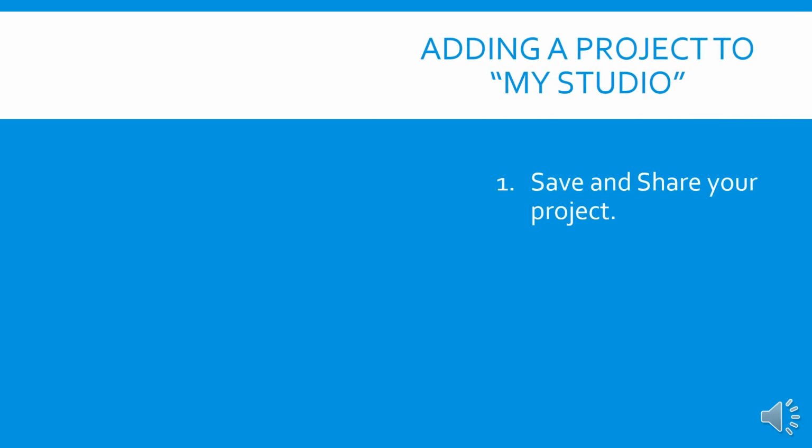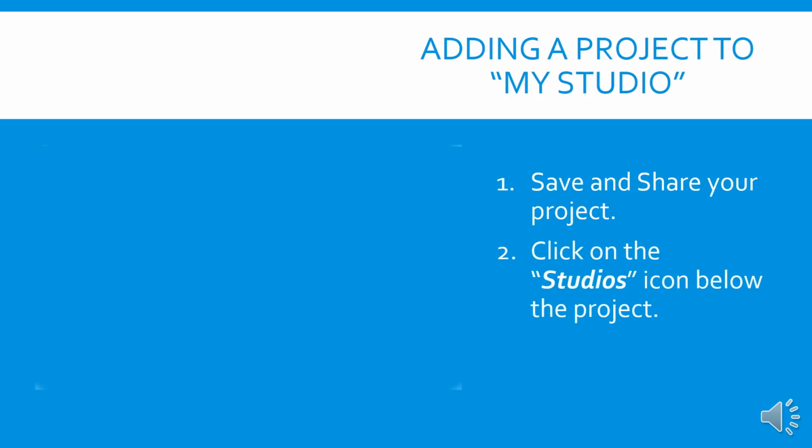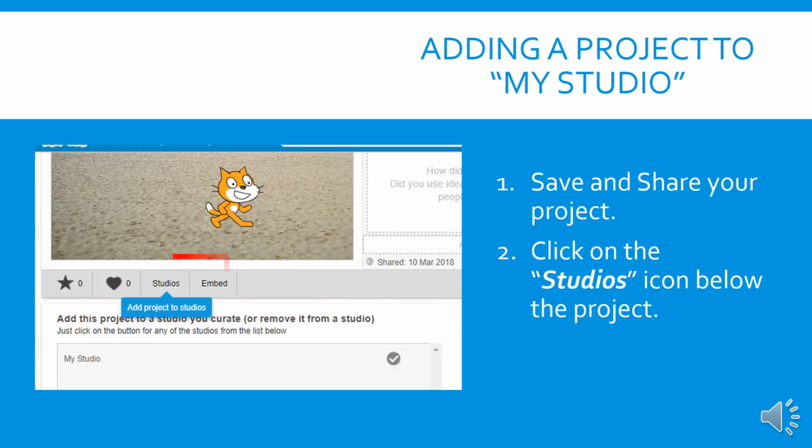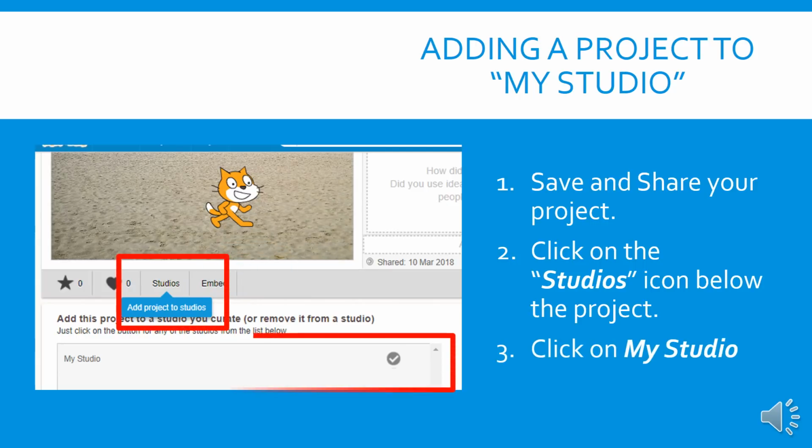How do you add a project to your studio? First, make sure you save and share your project. Then click on the Studios icon below the project. At the bottom, look for My Studio. You'll see a little check mark on the right side.